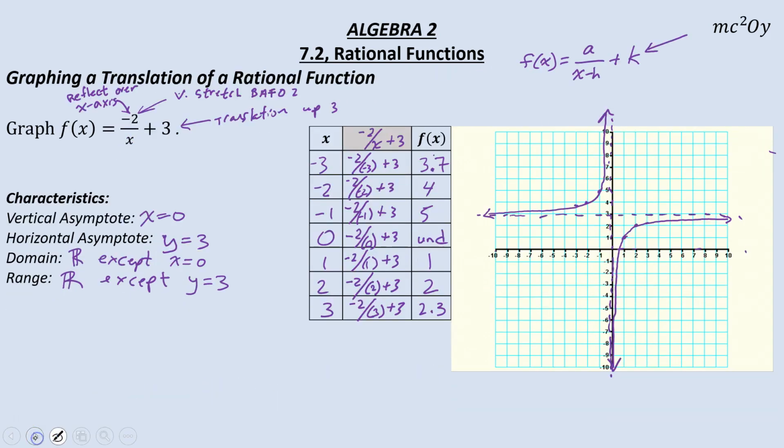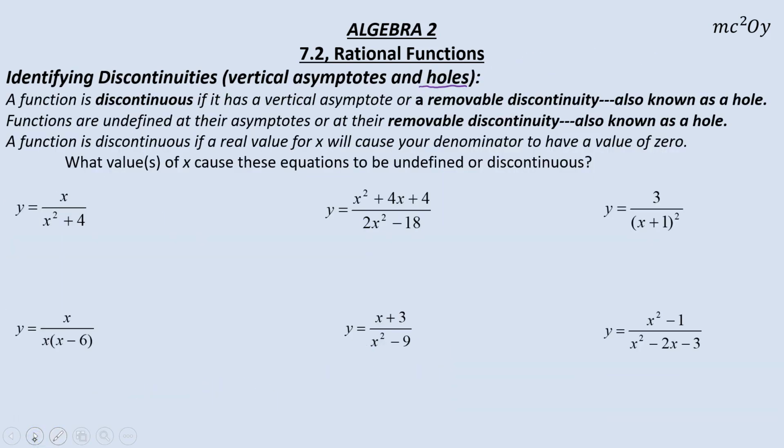Okay? That will happen anytime you have an x down there and you set it equal to 0 and you get a real number. So for instance, what values of x will cause these equations to be undefined, or in other words, discontinuous? Well, let's look at this first equation. I want to know what will make the denominator equal 0. Well, let's try it. x squared plus 4. What will make that 0? Well, we subtract 4 from both sides. We take the square root.